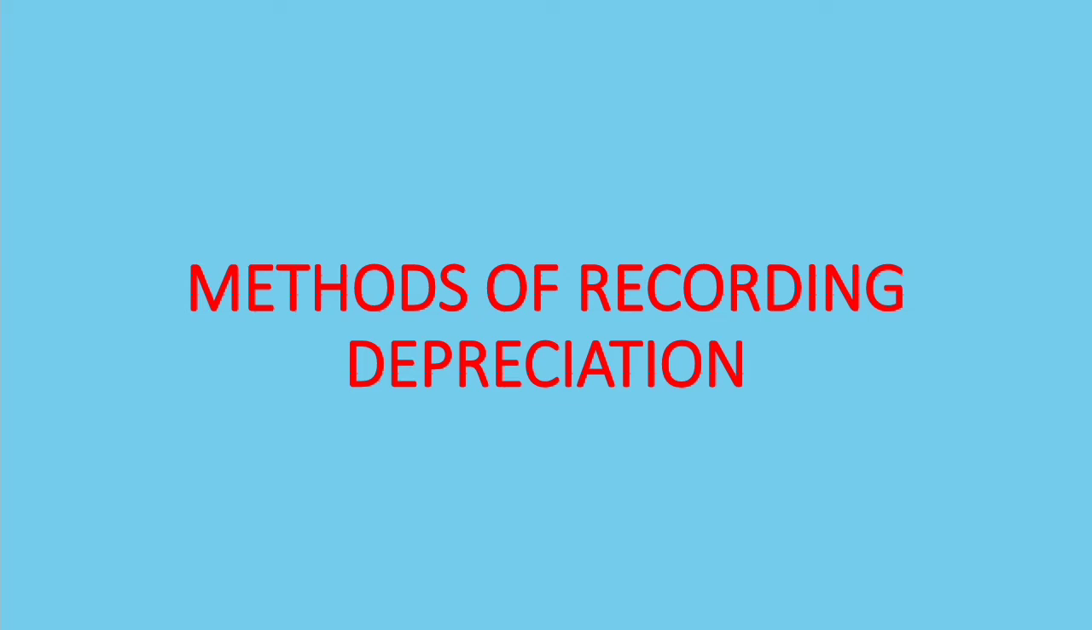Methods of recording depreciation. In the last video, we discussed the different methods for calculating depreciation: straight line method and written down value method. These are the two important methods for calculating depreciation. We can select any method and calculate the amount of depreciation. After calculating the amount of depreciation, we have to record it. For recording depreciation also, we have two different methods.